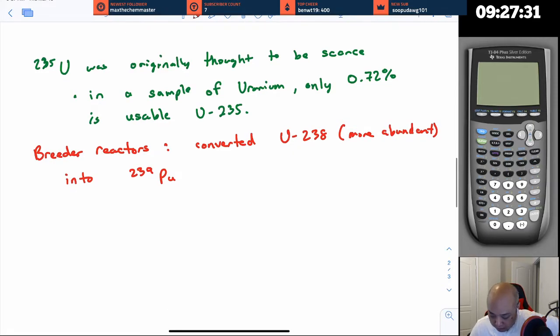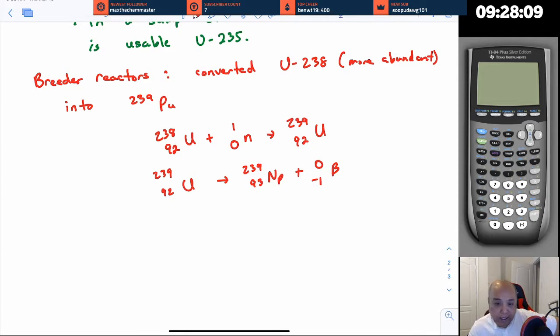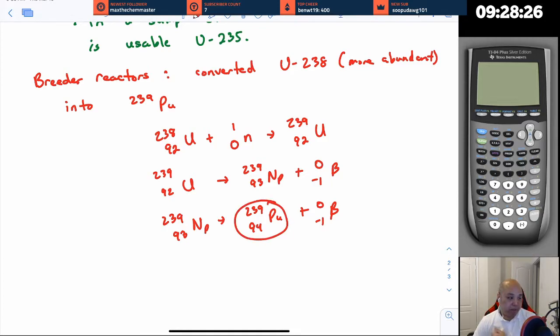And so what happens is the uranium captures a neutron. And it converts those neutrons into protons to make a more stable species. And so it decays by producing this, and then this decays again to do this. And so that's where your plutonium comes into play. I guess I shouldn't write this as beta because it's kind of confusing. It's really just an electron.